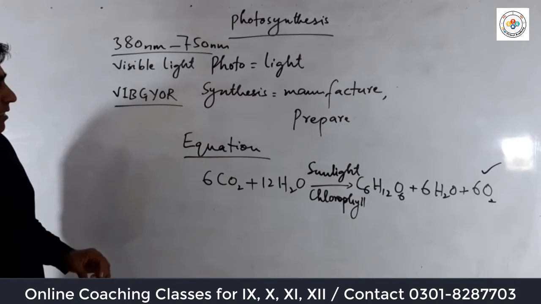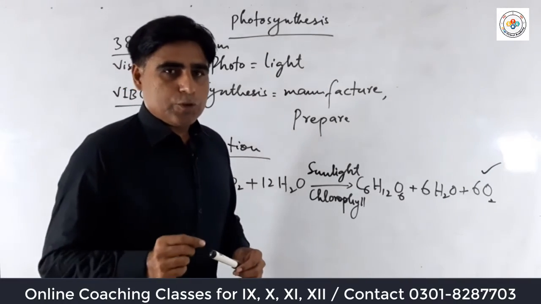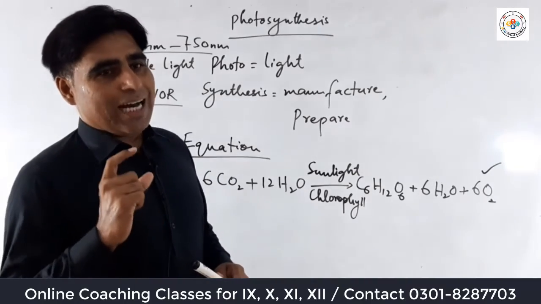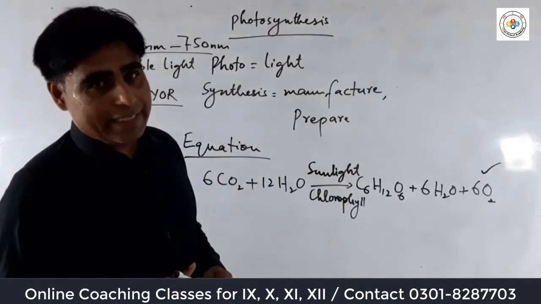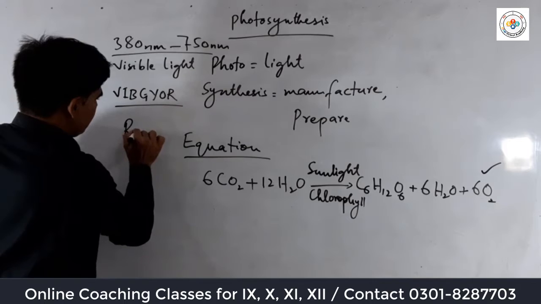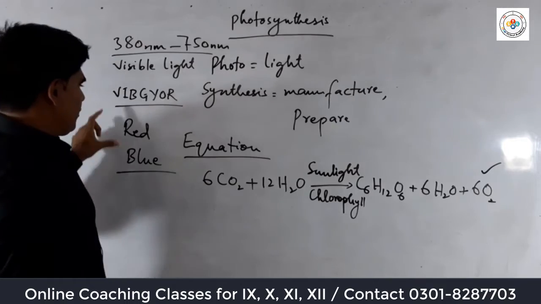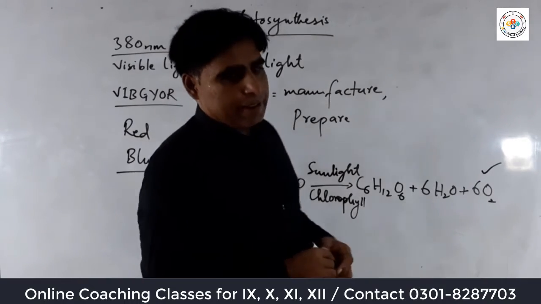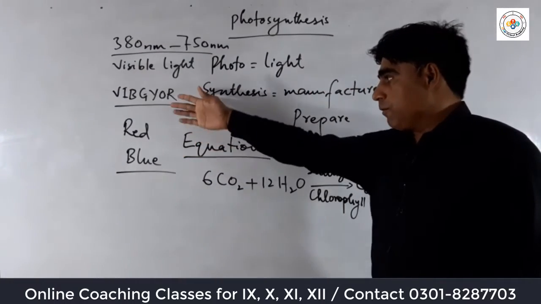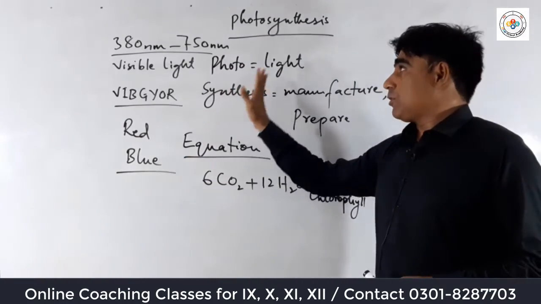Regarding photosynthesis, the main spectra of the visible light are two: blue and red. Red and blue are the major spectra out of visible light, which mainly help in photosynthesis. These two spectra, out of Vibgyor, have a major contribution, about 90% contribution to photosynthesis.